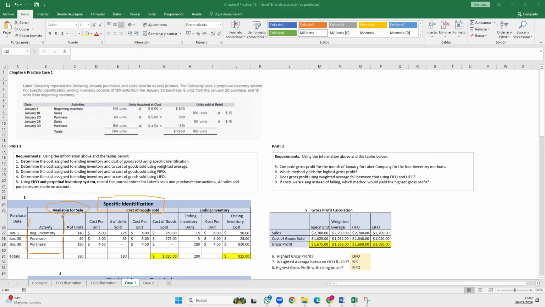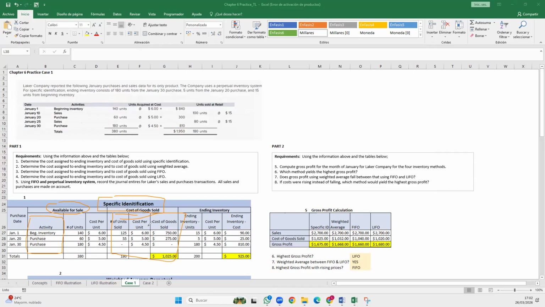We have an activity here, and activity is going to be recorded for beginning inventory and purchases, and the sell part of that is going to be recorded in the cost of goods sold columns and rows here. So beginning inventory and purchases are in the available for sale column and rows, and sales are recorded in the cost of goods sold columns and rows as well. So every time we have a sale, we're going to record it right next to the beginning inventory or the purchase.